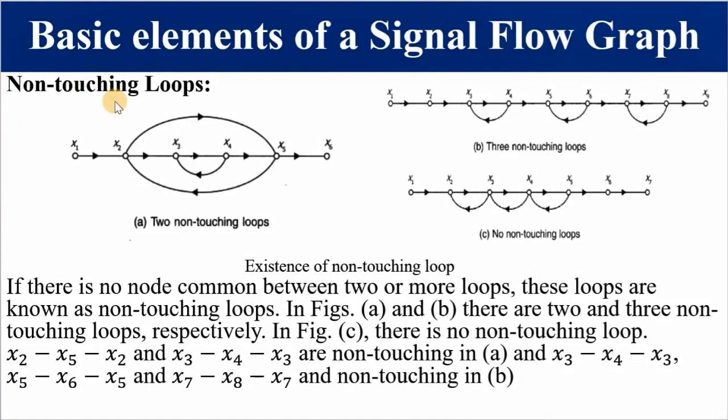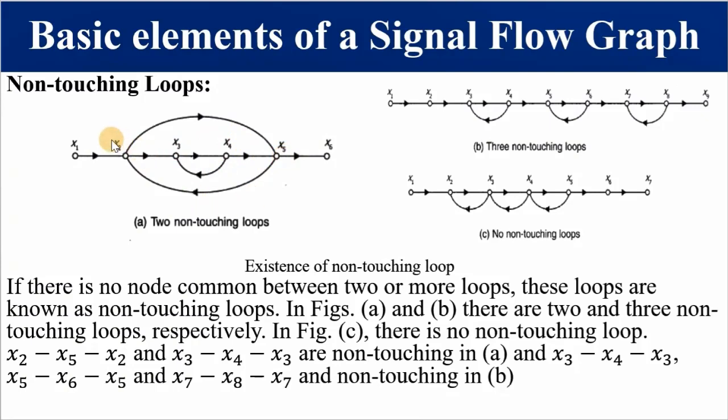When we look at Mason's gain formula, you must be able to identify non-touching loops. If there is no common node between two or more loops, then these are known as non-touching loops. We have two non-touching loops, and there's no common node between x3, x4, x3 and x2, x5, x2.